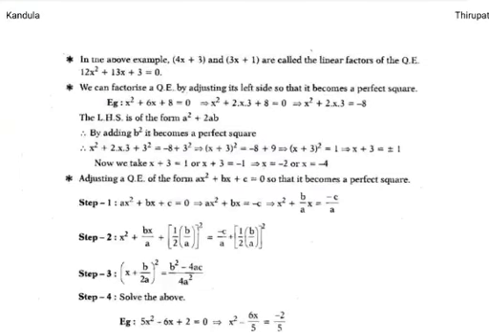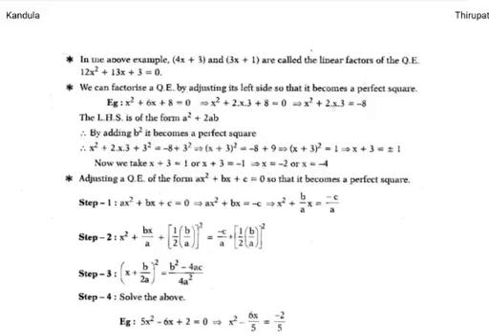Now look at the above example: 4x plus 3 and 3x plus 1 are called the linear factors of the quadratic equation 12x square plus 13x plus 3 equals 0. We can factorize a quadratic equation by adjusting its left side so that it becomes a perfect square. For example, x square plus 6x plus 8 equals 0. That means x square plus 2 into x into 3 plus 8 equals 0, and x square plus 2 into x into 3 equals minus 8.